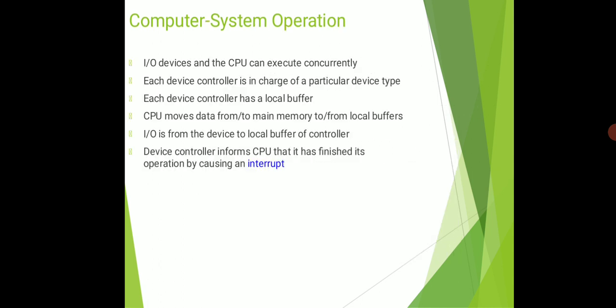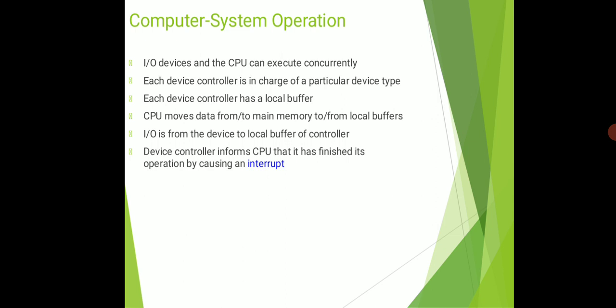Next, here IO devices and the CPU can execute concurrently. It will execute simultaneously, IO device and CPU. Each device controller is in charge of a particular device type. Each device controller has a local buffer, so it will store some data locally. CPU moves data from and to main memory, or to and from local buffers. Input output is from the device to the local buffer of the controller.